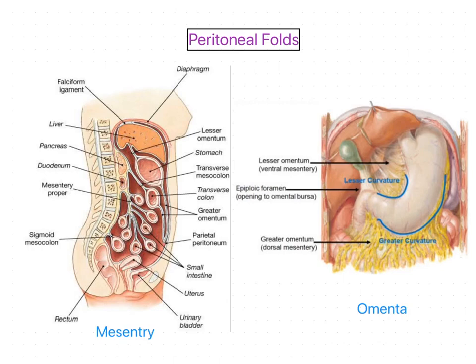So the different types of peritoneal folds are, one is mesentery, another one is omentum, and the next one is the ligaments. Here you can see the mesentery and omentum. So now we will see this mesentery. This picture related to mesentery is again the sagittal section of the abdominal wall. Here you can find different organs.